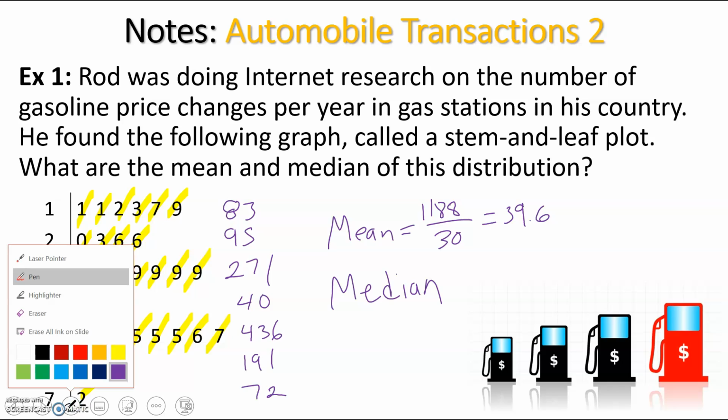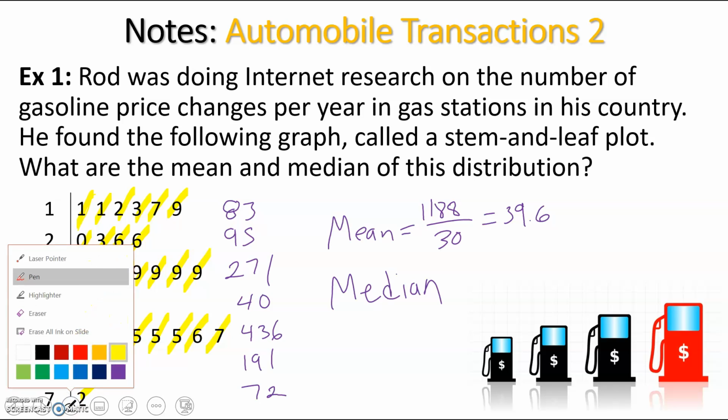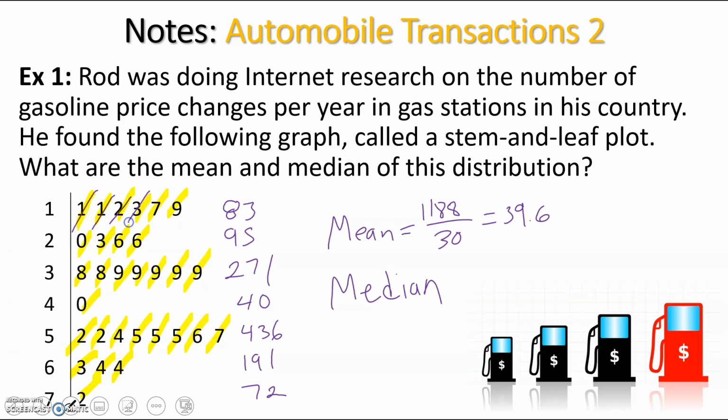So what we're going to do is let's count 15. 1, 2, 3, 4, 5, 6, 7, 8, 9, 10, 11, 12, 13, 14, 15. And then let's look on the other half. 1, 2, 3, 4, 5, 6, 7, 8, 9, 10, 11, 12, 13, 14, 15. All right, so our middle is actually going to be right here. If I go here, there will be 15 below, and then there will be 15 above.